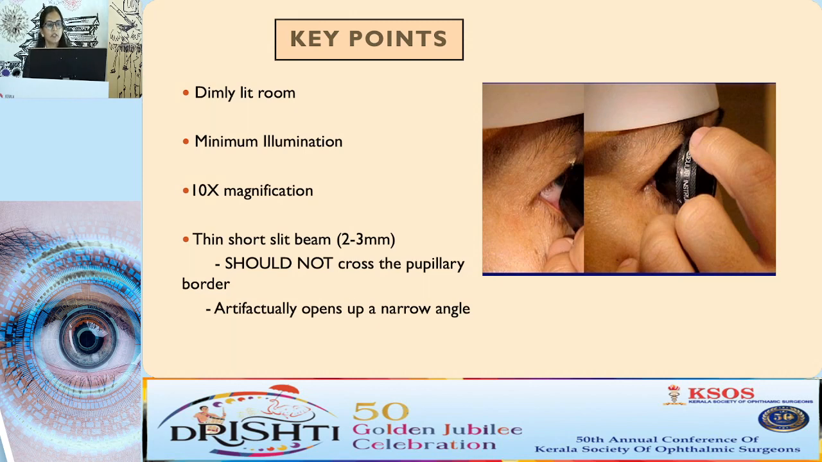Regarding the procedure, the key points are the gonioscopy should be preferably done in a dimly lit room. Regarding slit lamp adjustments, there should be minimum illumination initially and with 10x magnification. Use a thin short slit beam. The purpose is it should not cross the pupillary border, producing miosis, which can artifactually open up a narrow angle.